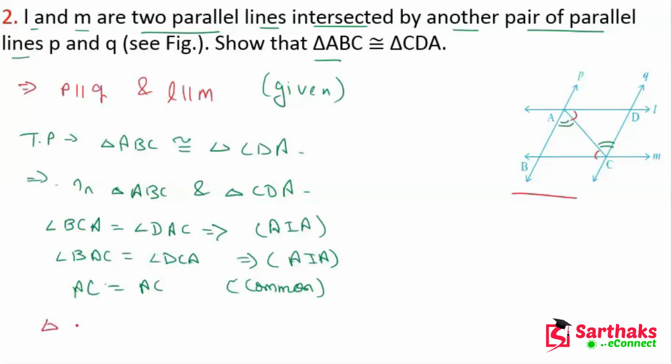So from this we can write that triangle ABC is congruent to triangle CDA. By what? Here you can see that it is by angle side angle. Got it, my dear friend? Okay, now let's move on.